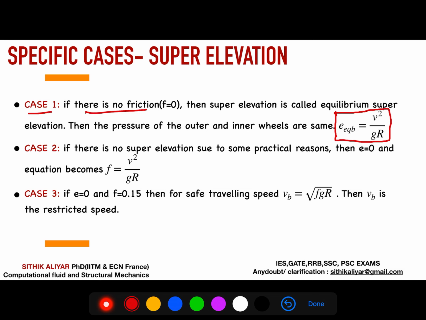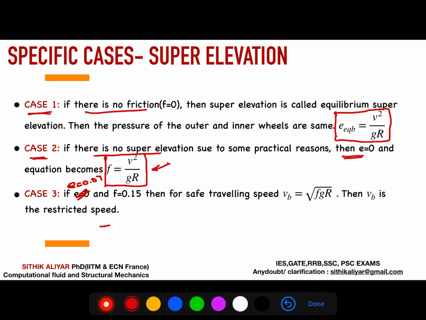So this is one case, and case 2 is if there is no super elevation due to some practical reasons. Consider there is no super elevation at all, like a normal straight road, then E equals 0. Then the total V square by gR has to be counteracted only by the friction. So remember this too: in a level road with a horizontal curve where nobody has provided a super elevation, the total V square by gR, which is coming from outside like an external term, is to be counteracted only by the friction.